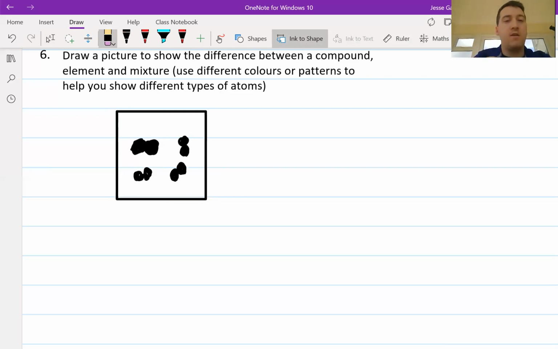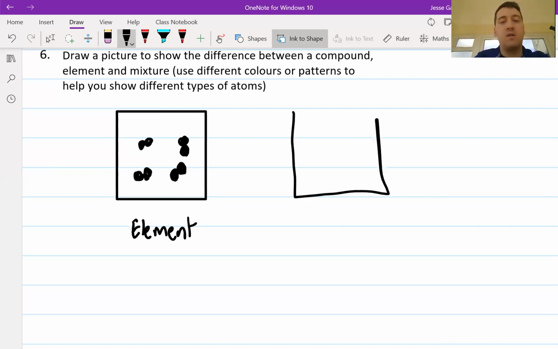Why is it an element? I don't really like that one, it's a bit different from the rest. So why is this one an element? This is an element because it's only got one type of element. We'll draw a second box.